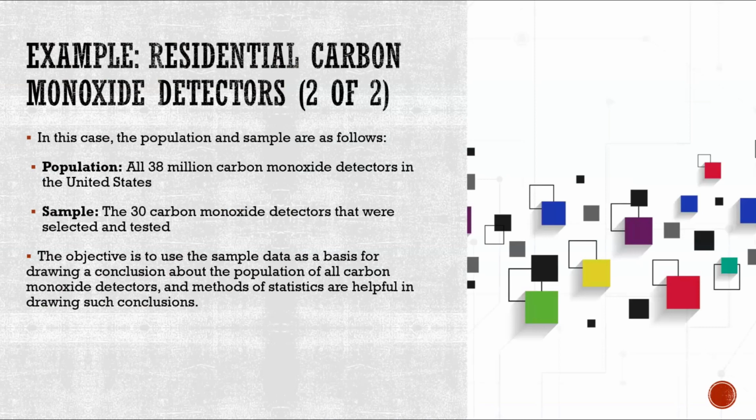Here's an example. I replaced my carbon monoxide detector a while ago. It says check it every 6 months. I doubt almost anybody actually remembers to check it every 6 months. So you might be interested in how many carbon monoxide detectors are actually effective. There are a lot in the United States. You can't test all of them, so you just test 30. Whether that 30 is representative of the 38 million, statistics can help you with. So we'll actually learn about that.